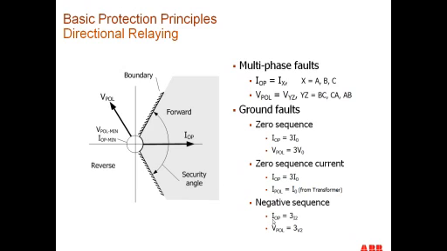We could also use negative sequence current for the operate quantity and 3V2 for the polarizing quantity. So we can use different combinations of different types of currents and voltages for the operate and polarizing quantities in order to get this characteristic the way we want it for our directional relay.